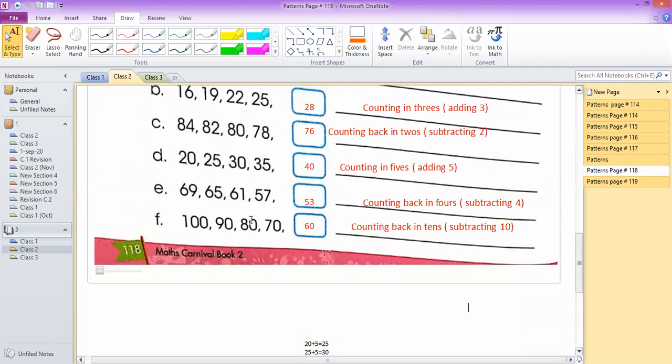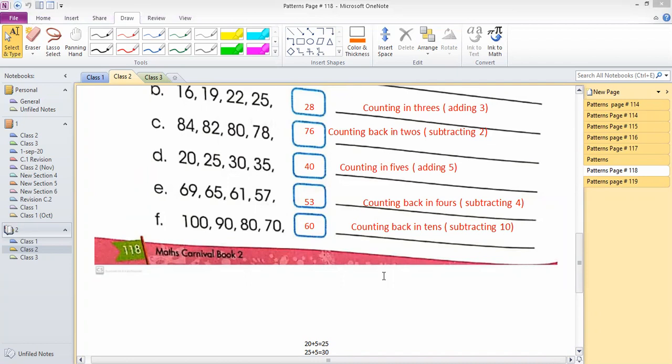In the F, that was very easy. This is also not in increasing order. This is also in decreasing order. We see 100 is greater than 90 and 90 is greater than 80. That means we are subtracting. Largest to smallest we are going. So 100 minus what will give us 90? We find out that 100 minus 10 will give us 90. 90 minus 10, 80. 80 minus 10, 70. So 70 minus 10 will be 60. And we wrote here the pattern that we were counting back in tens. And that was subtracting 10.